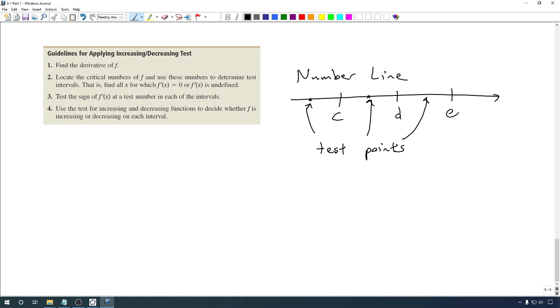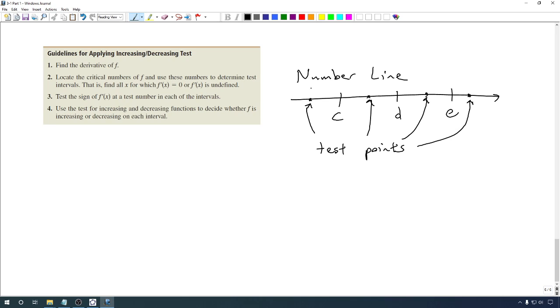In every single one of these intervals, I will take those test points and plug them into the derivative, specifically the derivative. Don't plug them back into the original function. Put them in the derivative. You will get either a positive number or a negative number. It can't be 0 and it can't be undefined, because we've already determined the points where that happens. It'll have to be either positive or negative.